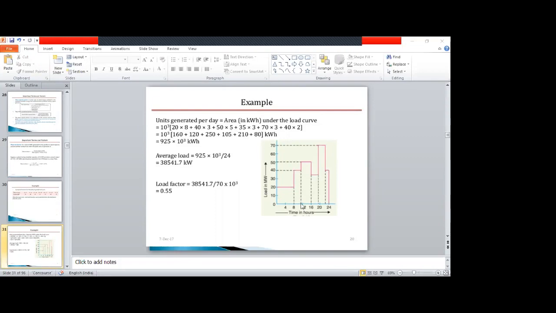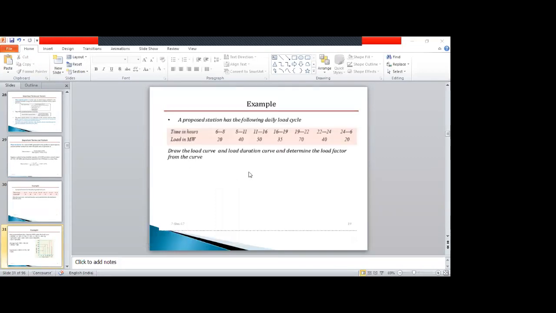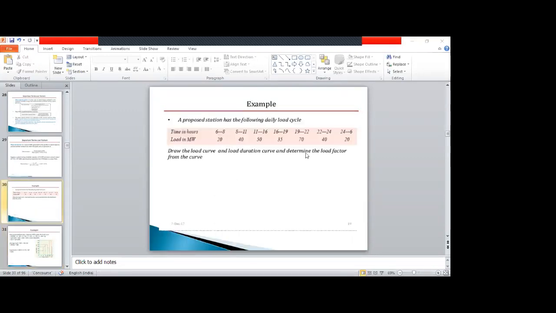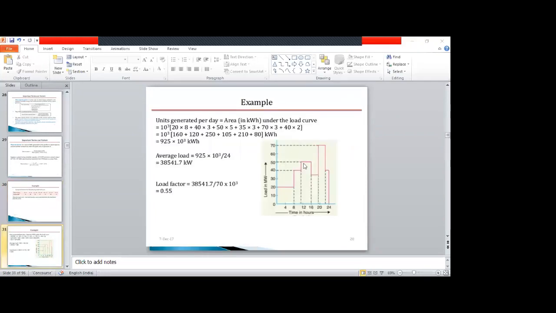So like this, next, load is 17, 18, 19. 3 hours into 35. That's what you have represented. 3 into 35 plus 70 into 3. So here 3 hours, for 3 hours the load was 70 megawatts. See, this is the area of this curve. So plus finally 40 into 2.